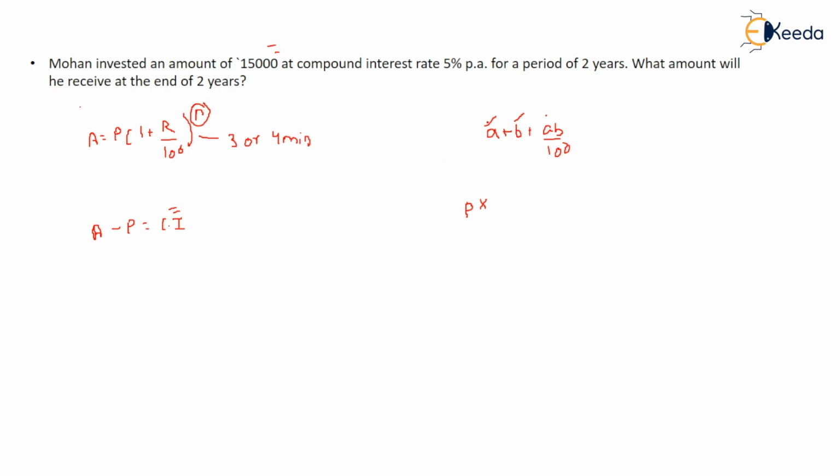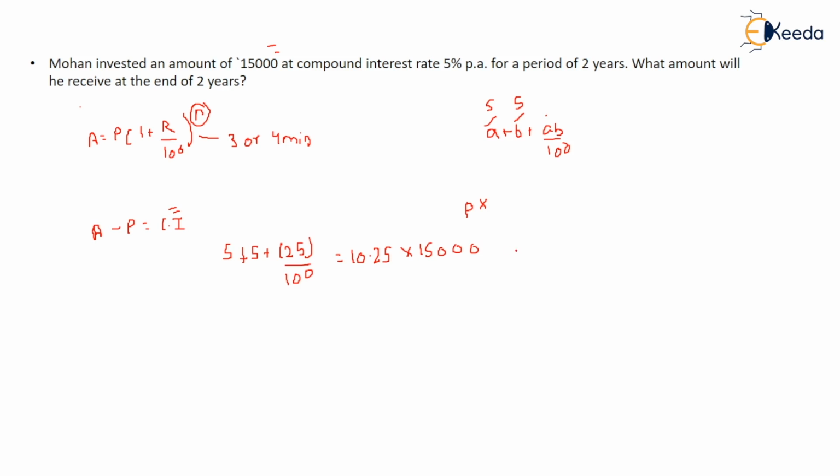So a is the rate of interest for the first year, second year, right? Here in this case it is 5% per annum for 2 years, means for the first year it is 5 and for the second year as well it is 5, right? So you can apply this formula. So 5 + 5 + 5 into 5 is 25 by 100. This comes out to be how much? 10.25, right? So 10.25% of 15,000.